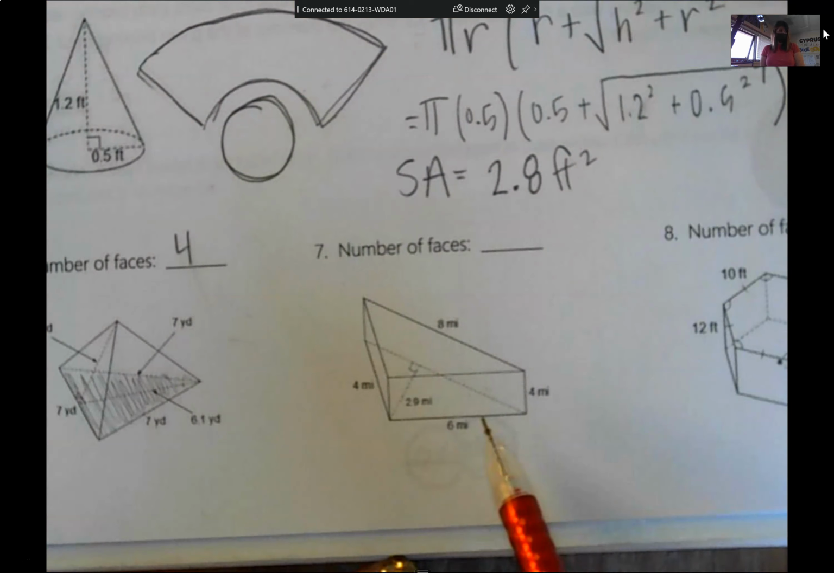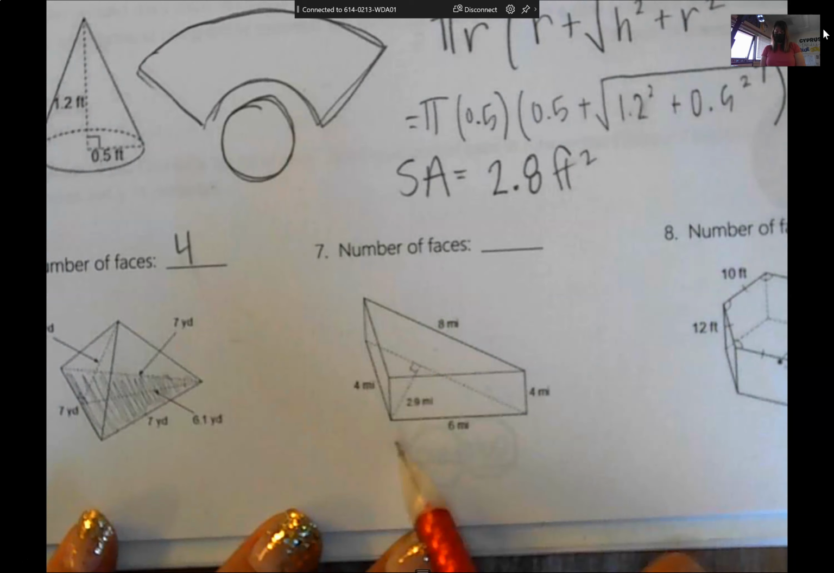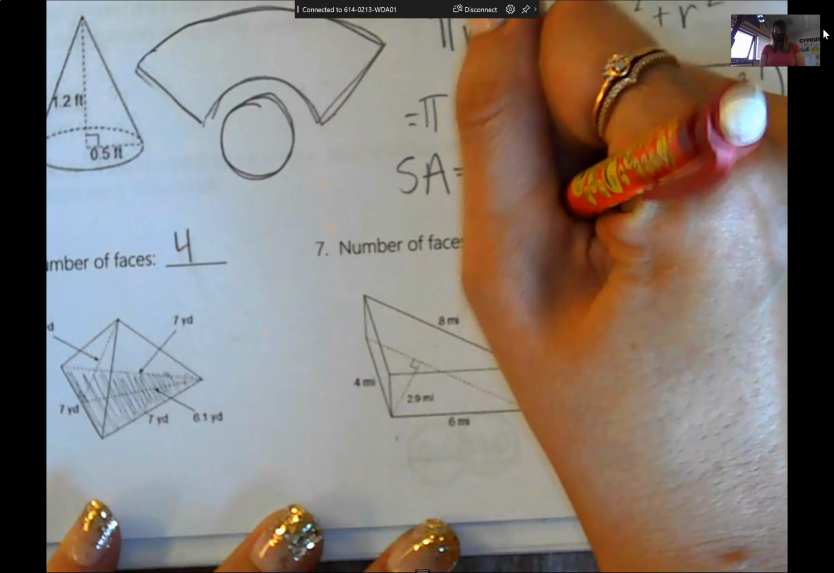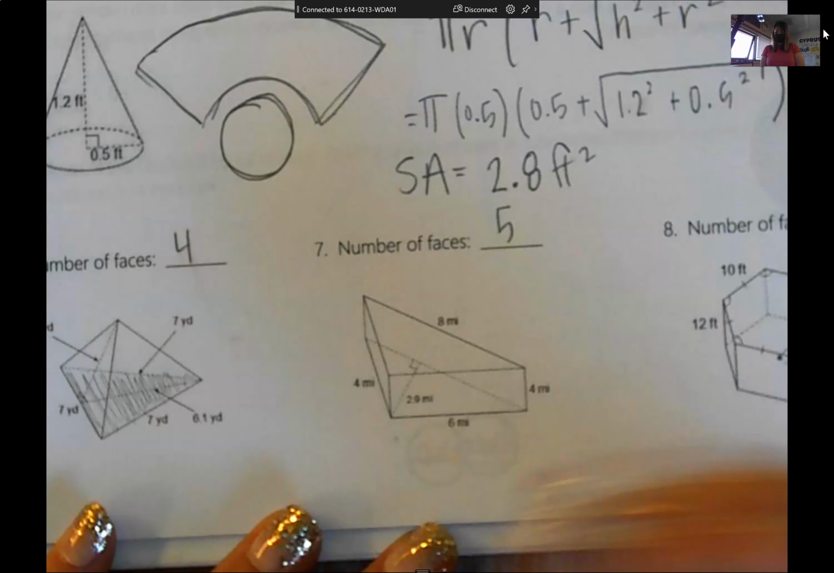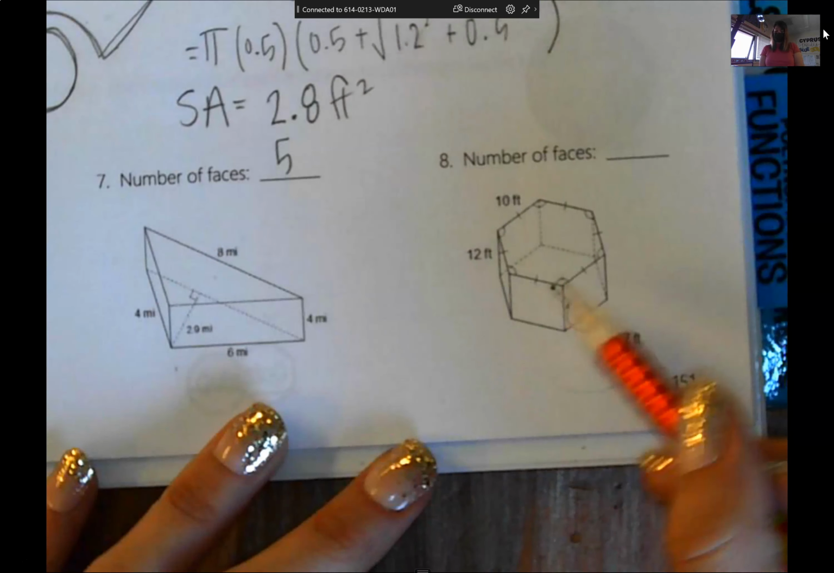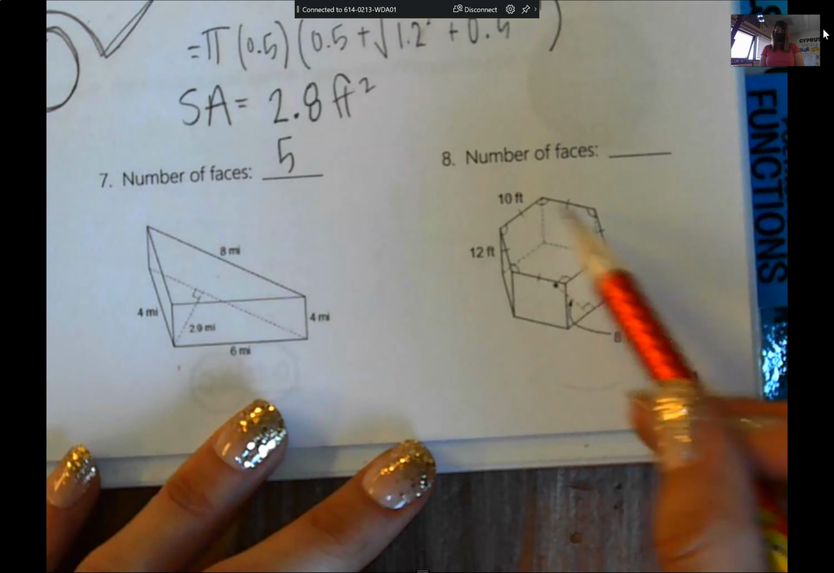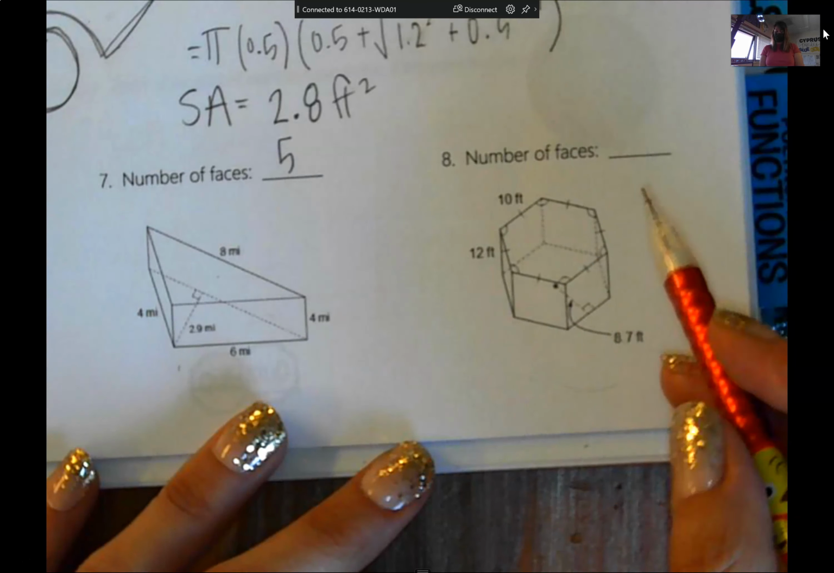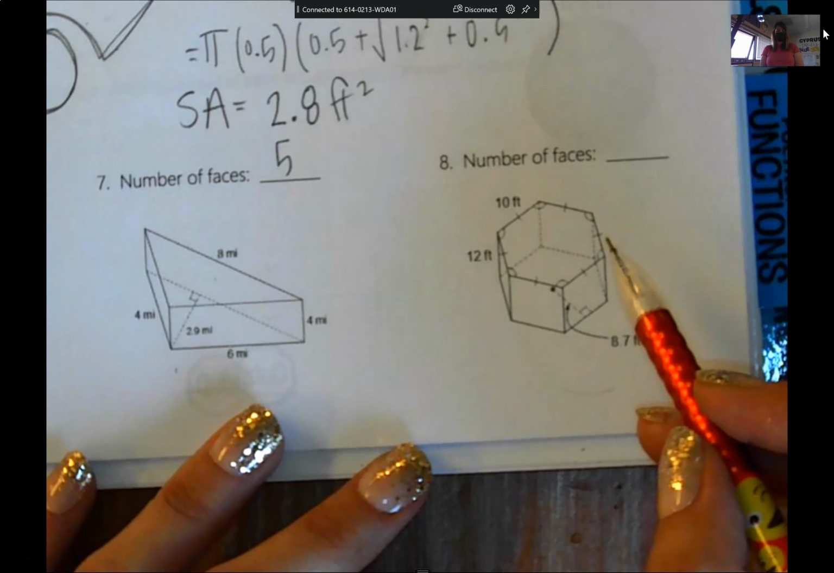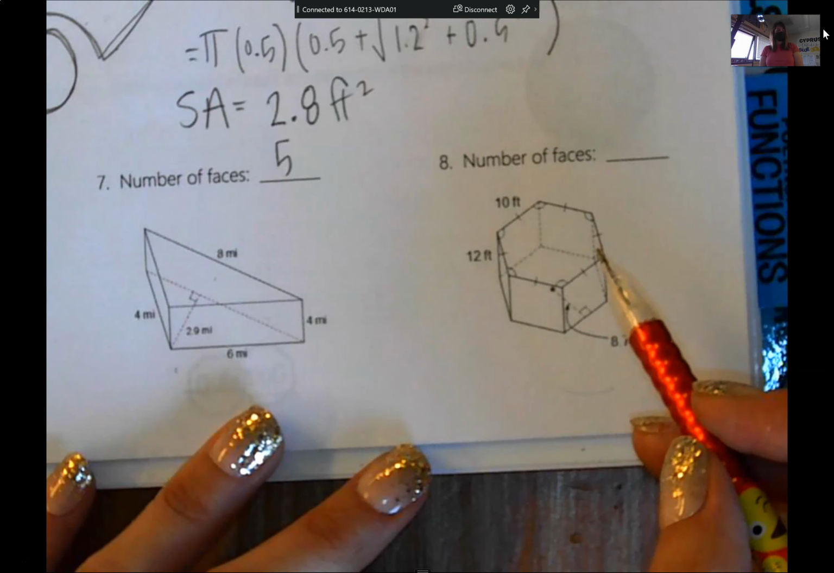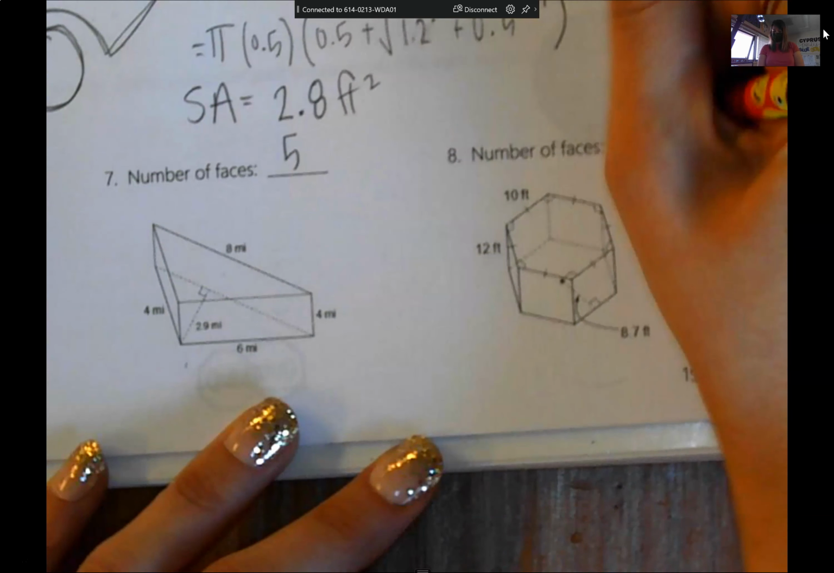So this is a triangular prism that has 1, 2, 3, 4, 5 faces. Has a bottom, a front and a back, and 2 sides. This guy is a hexagonal prism. He has 6 sides to a hexagon. It's a lot of shape names, okay? It's a lot to remember. 2 plus 6, 8 faces.